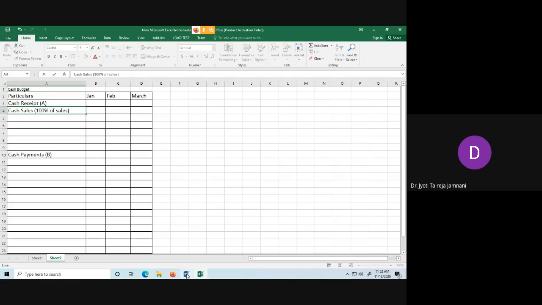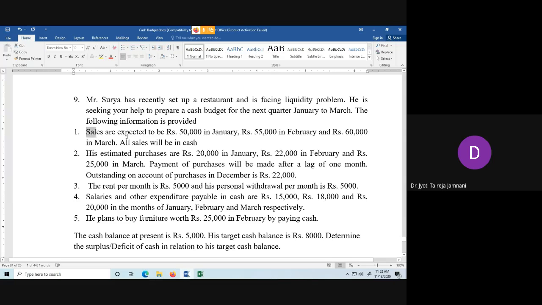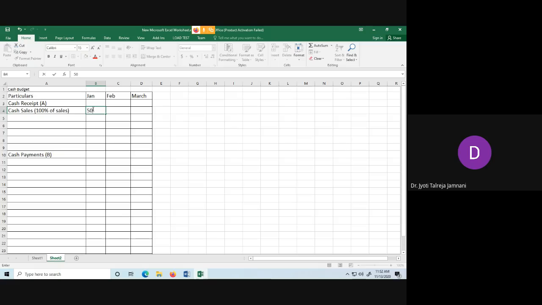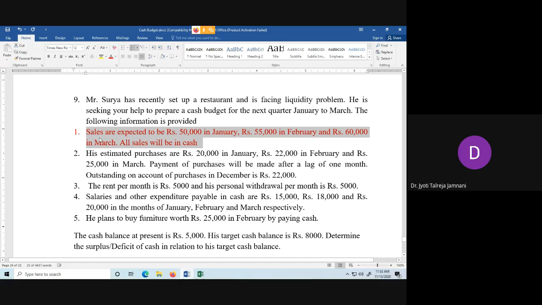So for Jan, Feb and March, let's look at the figures once again. We're doing this point. For Jan it is 50, for Feb 55 and for March 60. So 50,000, 55,000 and 60,000. This is how the first adjustment is done.